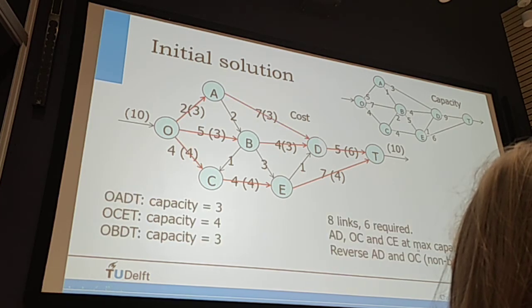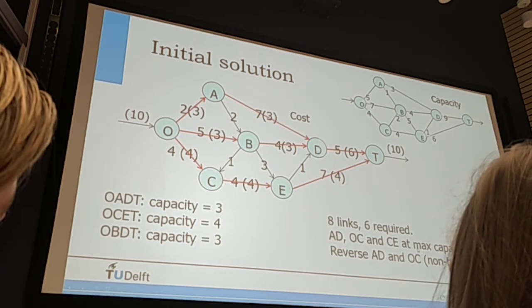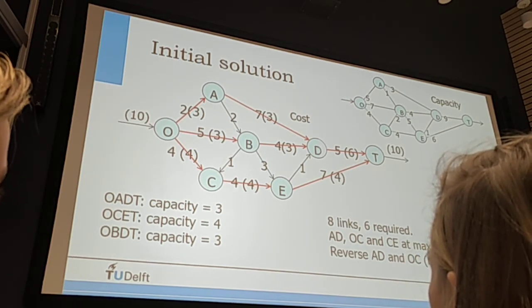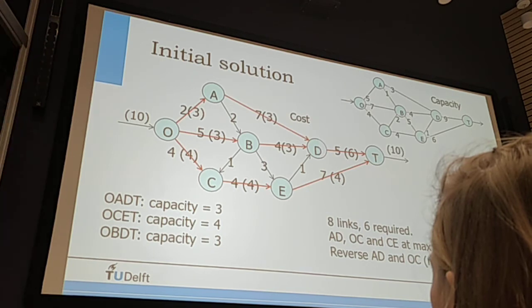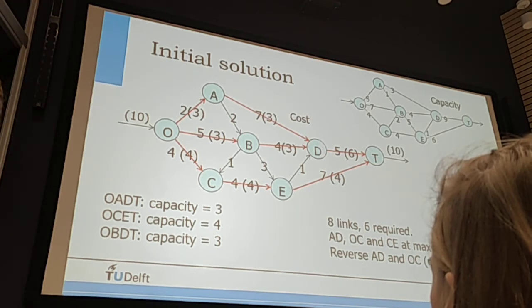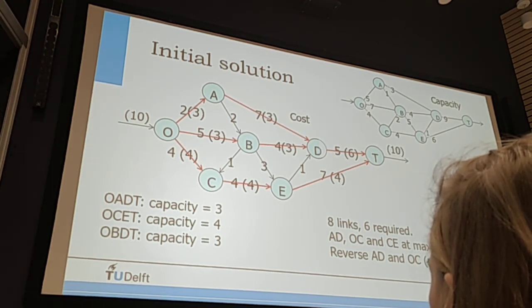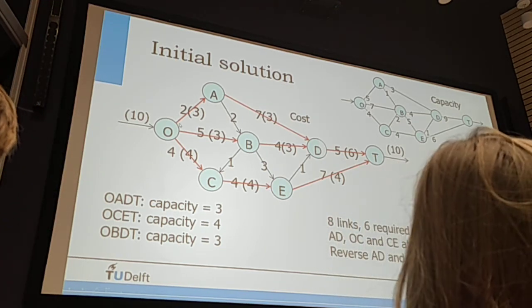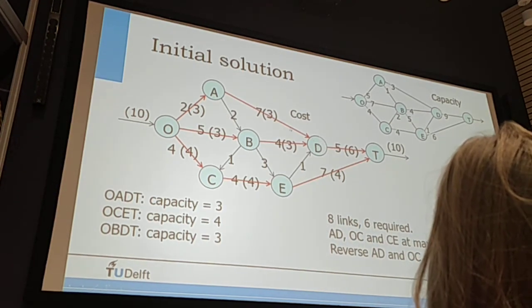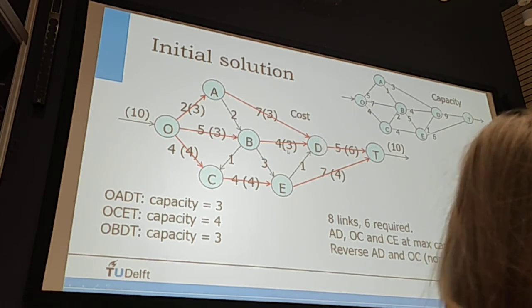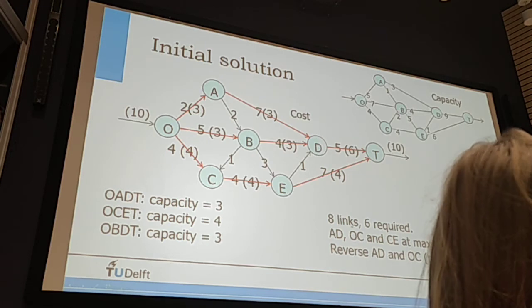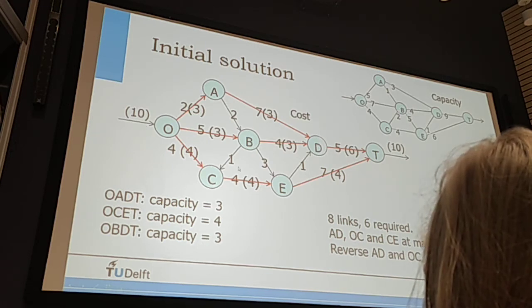So we have 8 links active. 8 links could be basic, but we only require 6. Of course, here we have a couple of links which are fully utilized: AD, OC, and CE. So AD is at its maximum capacity, OC is at its maximum capacity, and CE is at the maximum capacity.